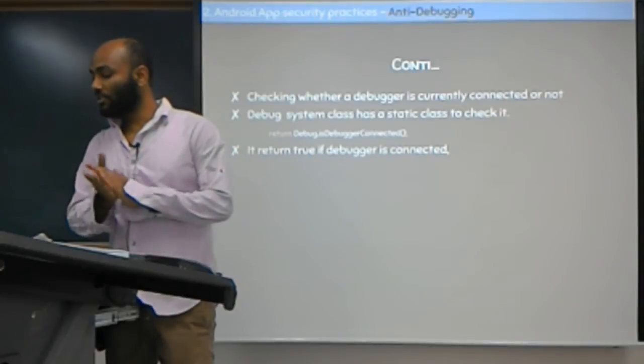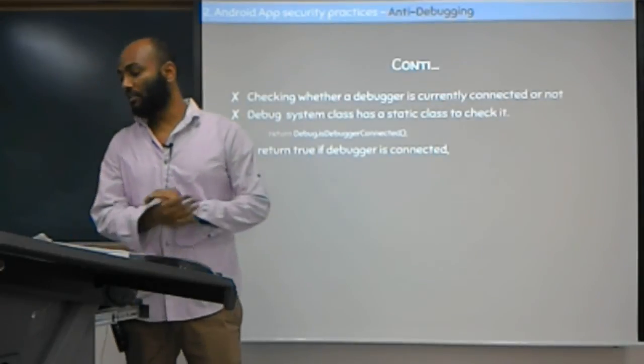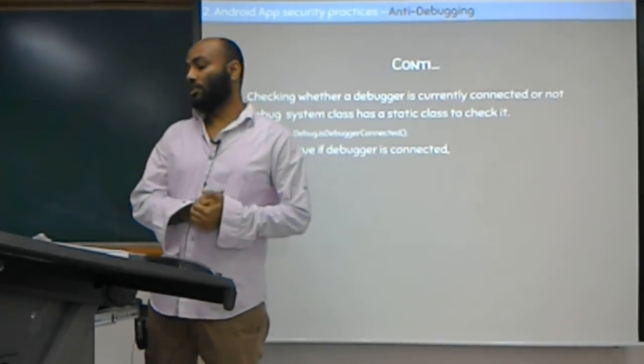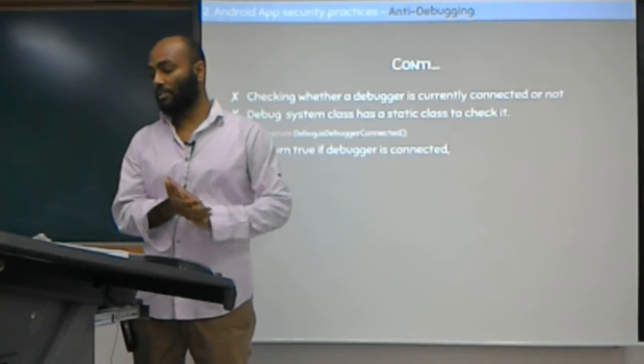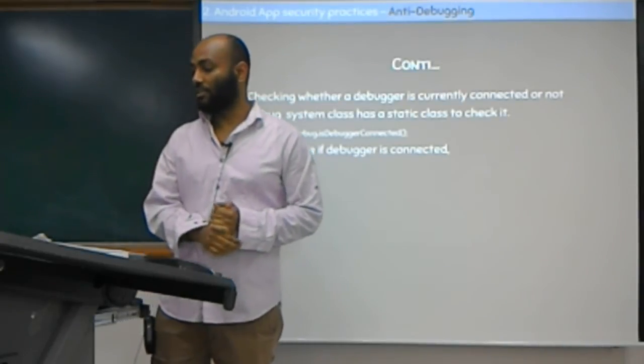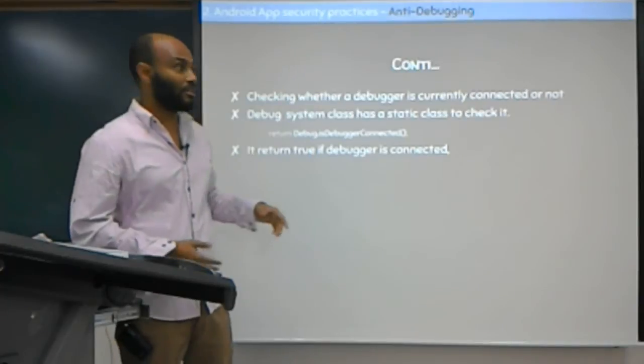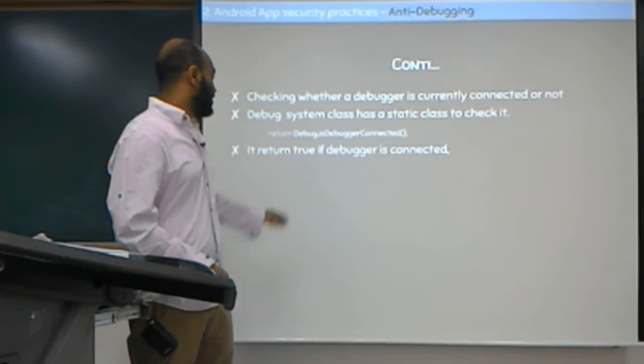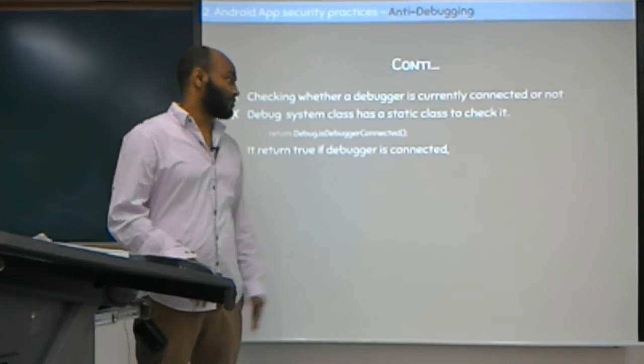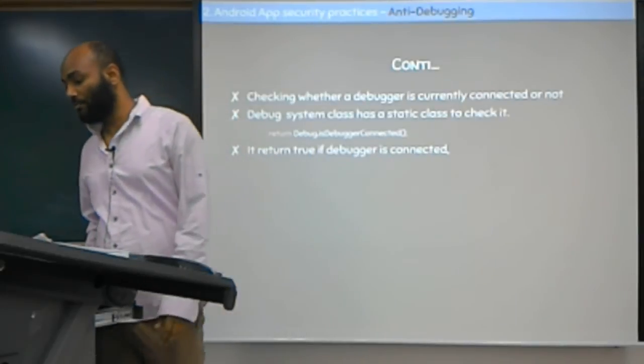The second one is checking whether a debugger is currently connected or not. The Debug system class has a static method to check it, isDebuggerConnected, which returns true if the application is connected to a debugger.